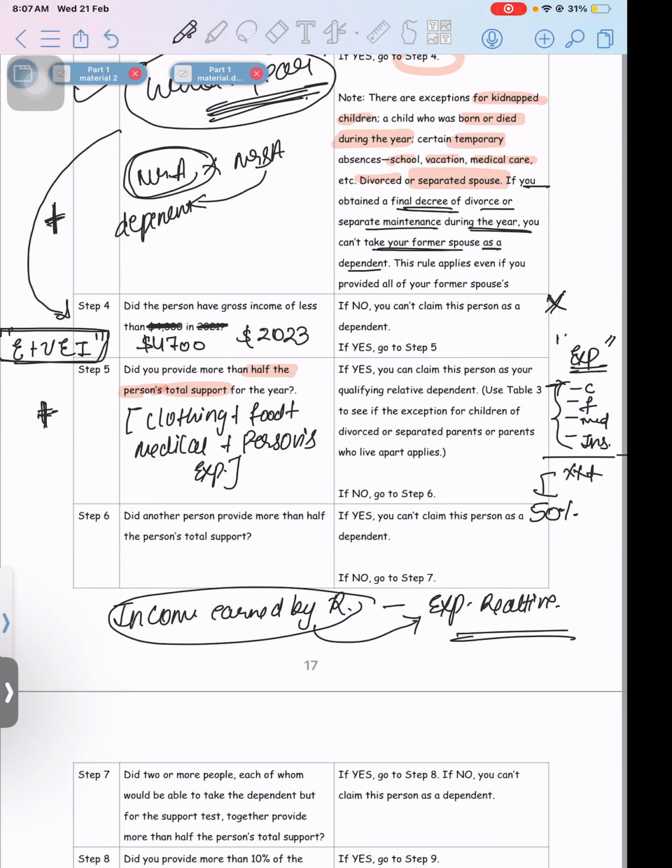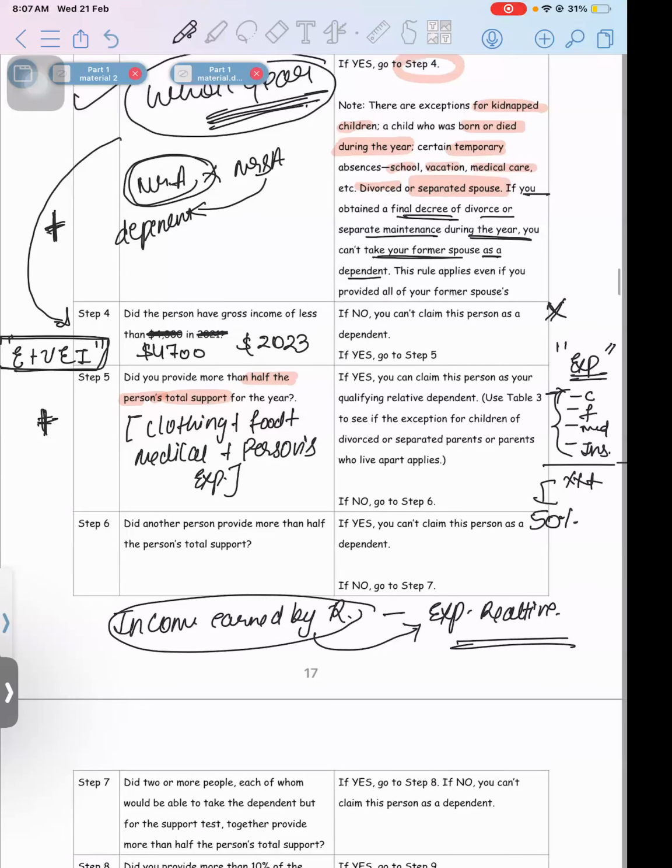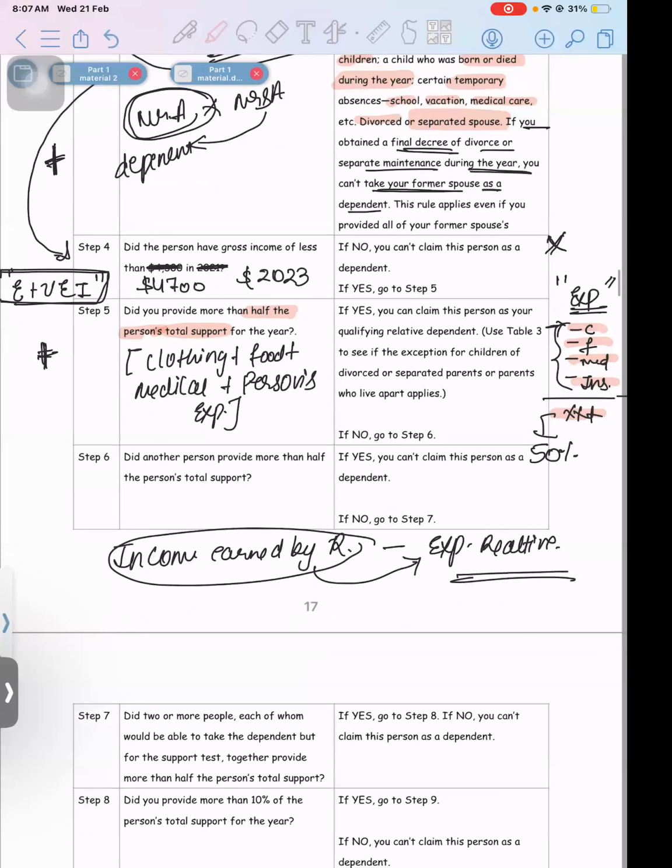Same way, if only expenses are given, just check what is the total expense, and multiply by 50%. Who is spending that 50%? The taxpayer himself or the qualifying relative? Clear, guys? If this thing is not fulfilled, then go to step number 6.